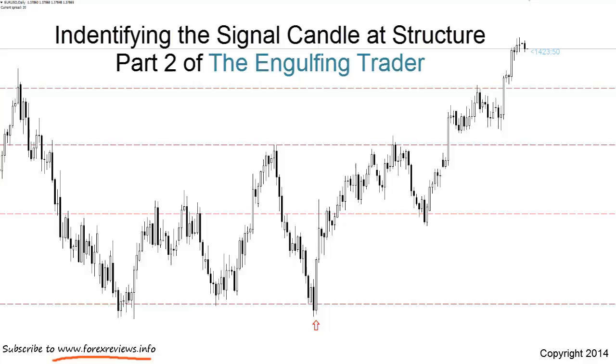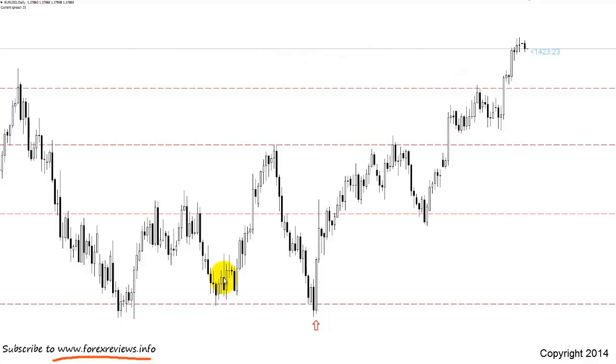Okay, so let's begin. In part one we went over how to identify structure, right? How to identify support and resistance, how to draw it on the chart, and how to know that these are high probability trading zones. So in this part, we'll be just focusing on how to identify the signal.